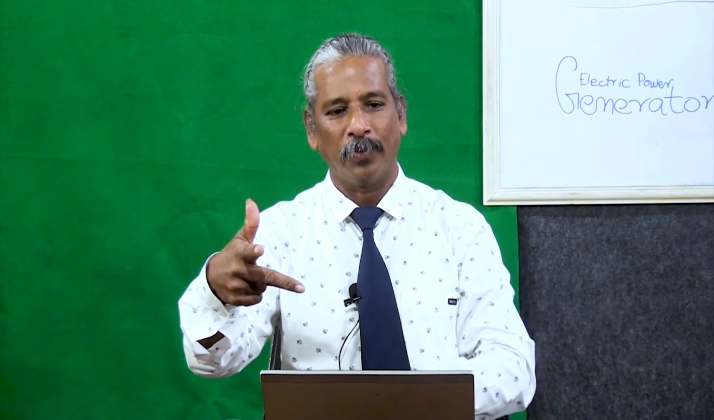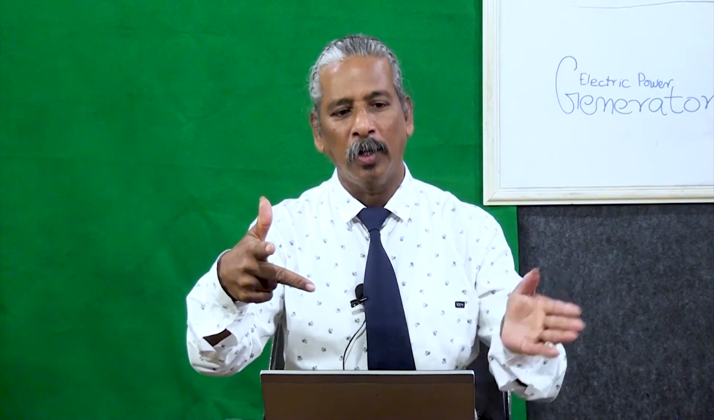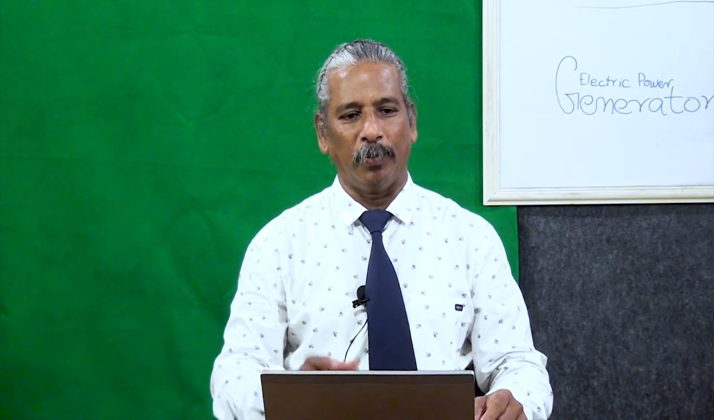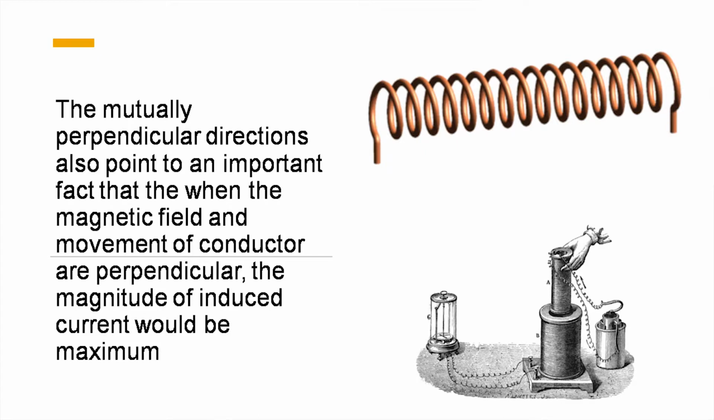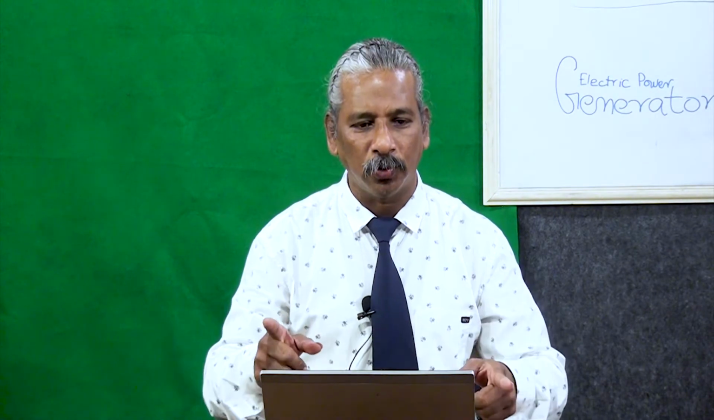in the conductor. And the directions of movement of a conductor, magnetic field and induced current can be compared to the three mutually perpendicular axes, that is X, Y, and Z axis. The mutually perpendicular directions also point to an important fact that when the magnetic field and movement of a conductor are perpendicular, the magnitude of induced current would be the maximum.